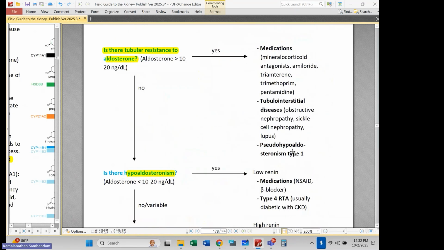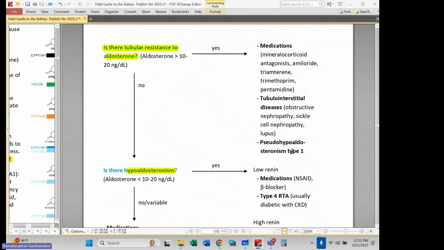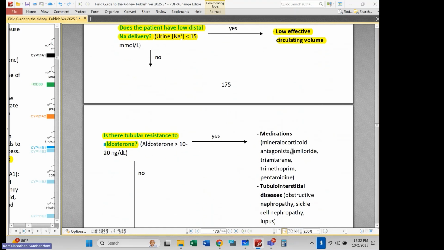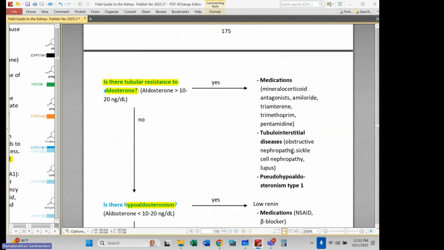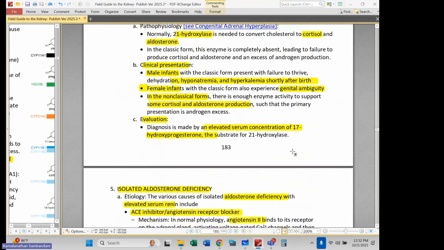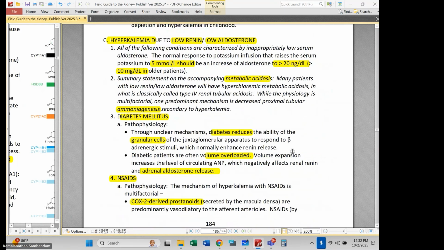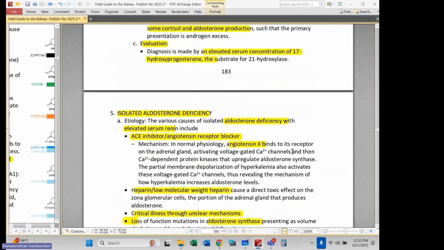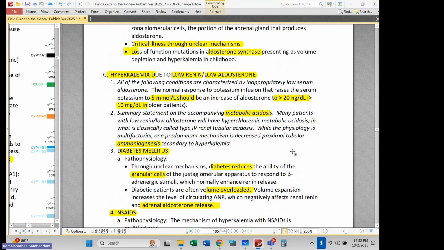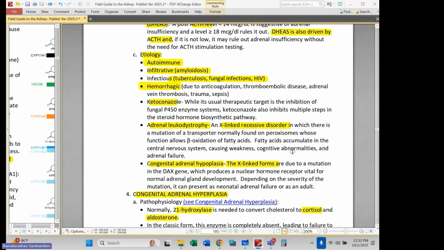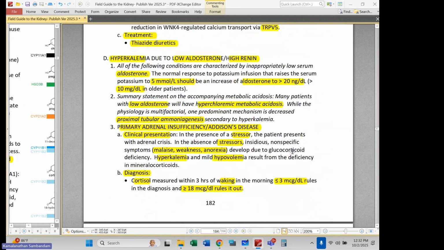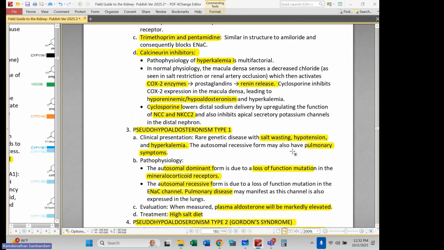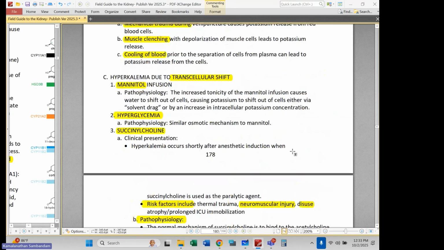All right, so to round this off, we'll just return real quickly to the algorithm that we started with, that is at the top of the chapter. I guess I did not put in here the use of mineralocorticoid antagonists here, or did I upstairs? Yeah, I did that upstairs through the mineralocorticoid resistance.